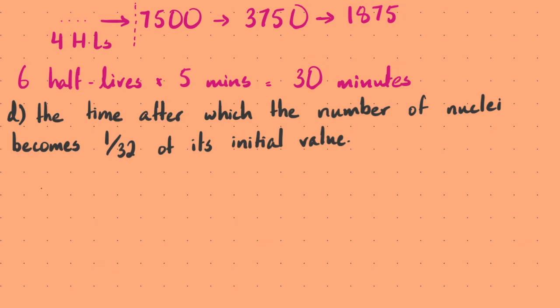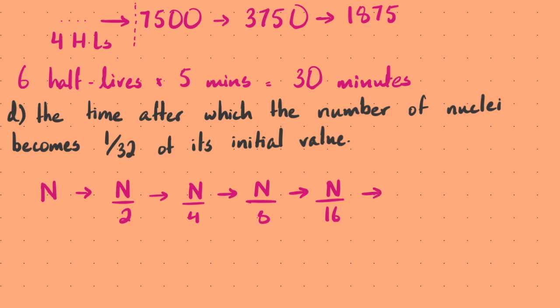So let's say the initial number of nuclei is n. One half-life, when it passes, this would become half of that, n by 2. Another half of this would become n by 4. Another half of this would become n by 8. Another half would become n by 16. And another half would become n by 32.